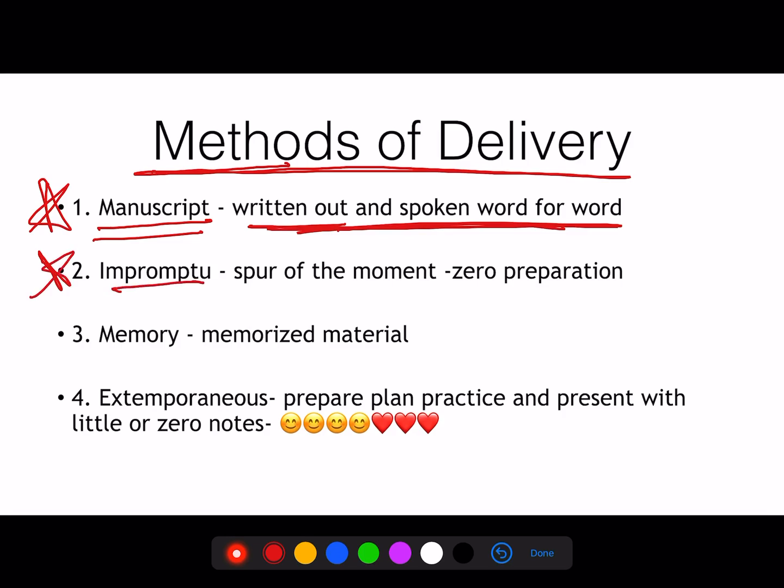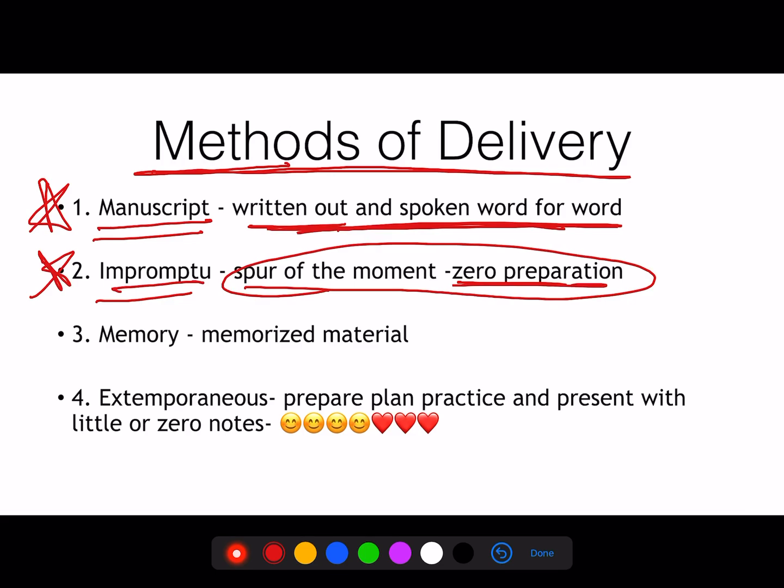Number 2 is impromptu. This means spur of the moment or zero preparation. For example, our impromptu speech that we did way back in January, you didn't have any prep, you did that speech in the class on the same day. Number 3 is from memory, where you memorize the material, then you present, which seems like a good idea, but when you get nervous, we can lose our sensibility, but also we can lose our memory.